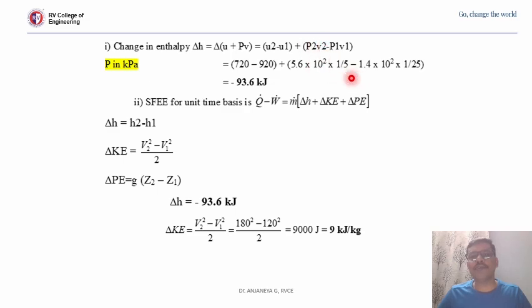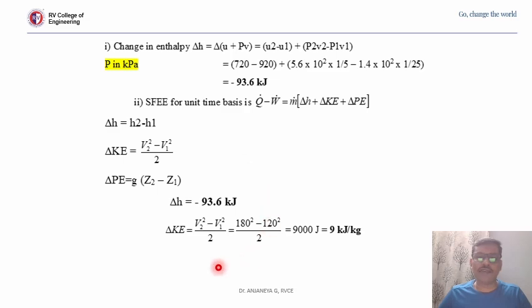Since v2 is the reciprocal of rho 2, this 1 by 5 is nothing but specific volume, indirectly given as density. Similarly, this is P1, 1.4 into 100 kilopascal, and this is 1 by 25, which is 1 by rho 1, so that the units balance. This is in kilojoules per kg, and this is also kilojoules per kg. So total delta H is 93.6 kilojoules per kg. Per kg is missing here, please note that.